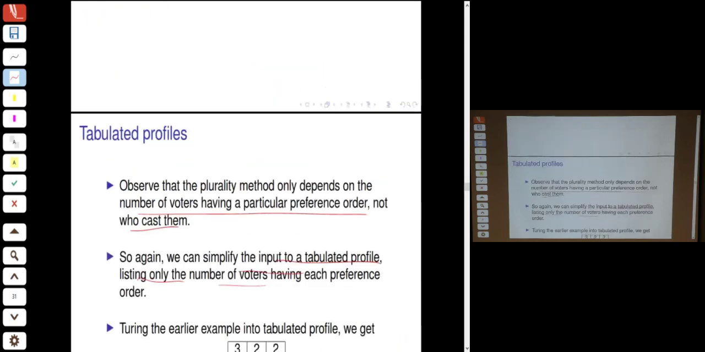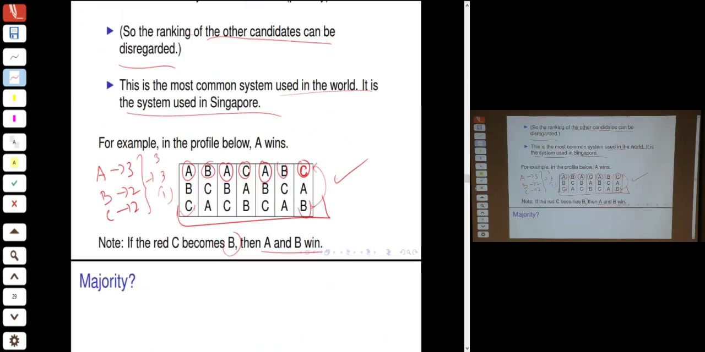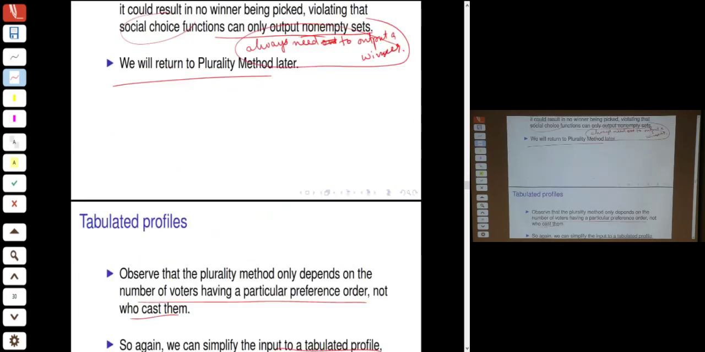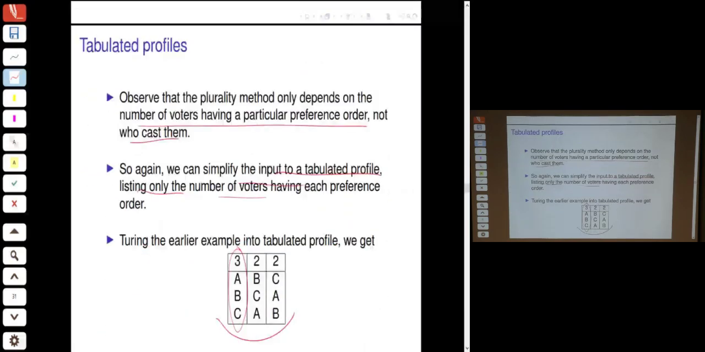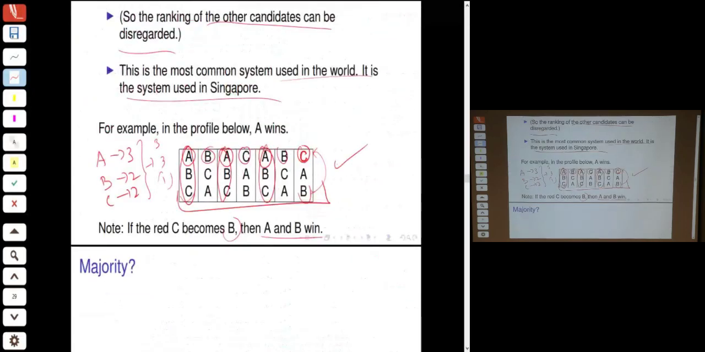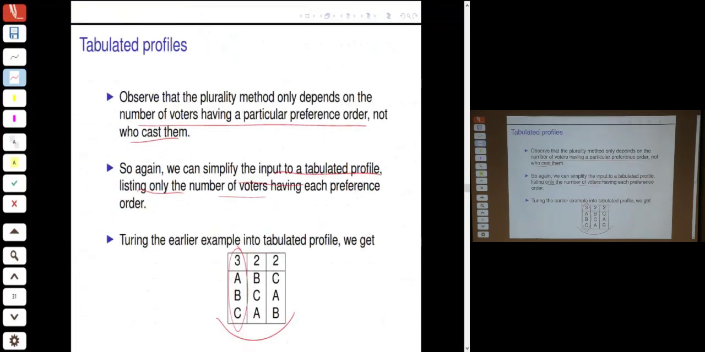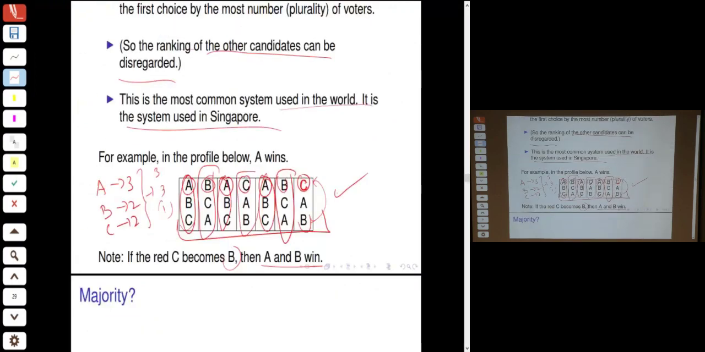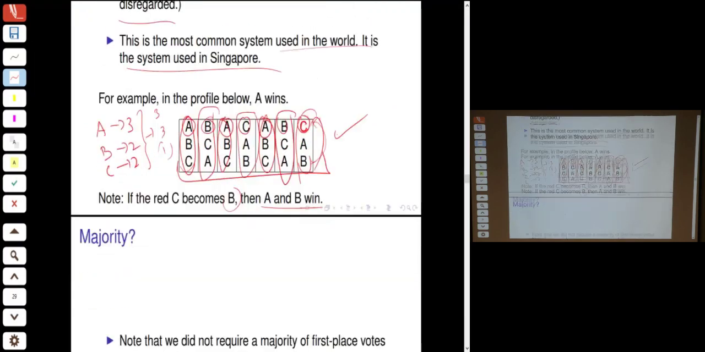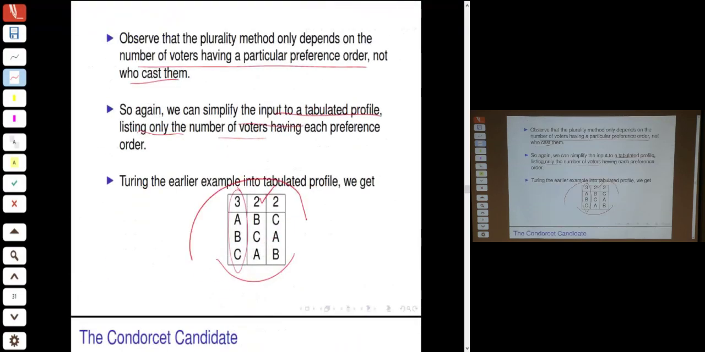So, here is an example of that. Notice that ABC has 3 voters supporting the list, so ABC has 3 votes. BCA has 2. Similarly, CAB also has 2 votes. So, this is the tabulated profile corresponding to the preference lists in the previous voting example.